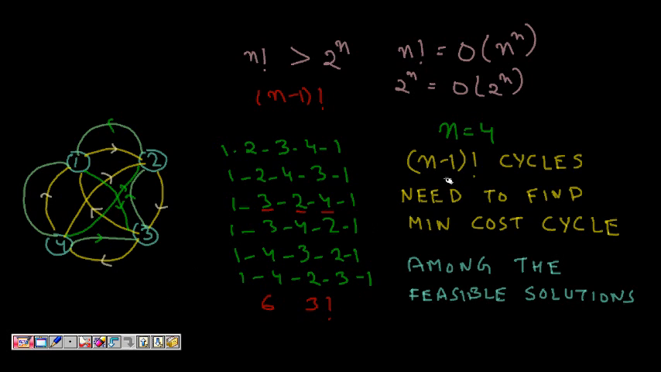So now this is a permutation problem, and n factorial is O of n to the power of n. So it is even harder than the selection problem. And so what is the brute force algorithm for it? We will try out all (n minus 1) factorial cycles, and we will first find whichever are feasible. It might happen that in many cases an edge like 2 to 4 doesn't exist, so I cannot take this cycle. So whichever are feasible, I will find the minimum cycle among the feasible solutions.